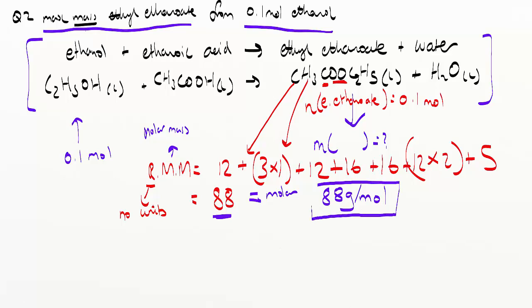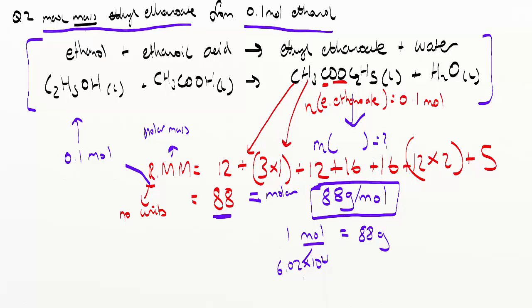Okay, and this means what? This means that we can now use the mass of 1 mole of this substance and the amount in moles to calculate the mass. And that's really useful now, because if I know that 1 mole of this substance, remembering a mole is 6.02 times 10 to the power of 23, and think of it a bit like a dozen, it's just a number, right? So 1 mole equals 88 grams, and this is for ethyl ethanoate.